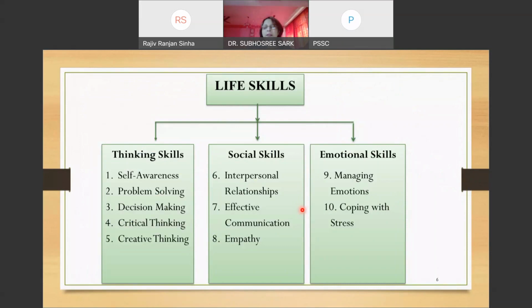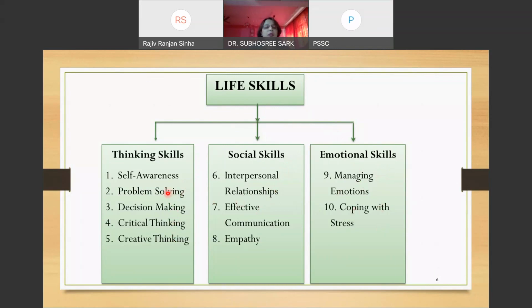Where did we meet them? We were familiar with these words when the schools were doing the CCE pattern of evaluation. Then we had to grade the students according to their thinking skills, social skills, and emotional skills. Under the thinking skills, we have self-awareness, problem solving, decision making, critical thinking, creative thinking. Under the social skills, we have interpersonal skills, effective communication, empathy. Under emotional skills, managing emotions and coping with stress.